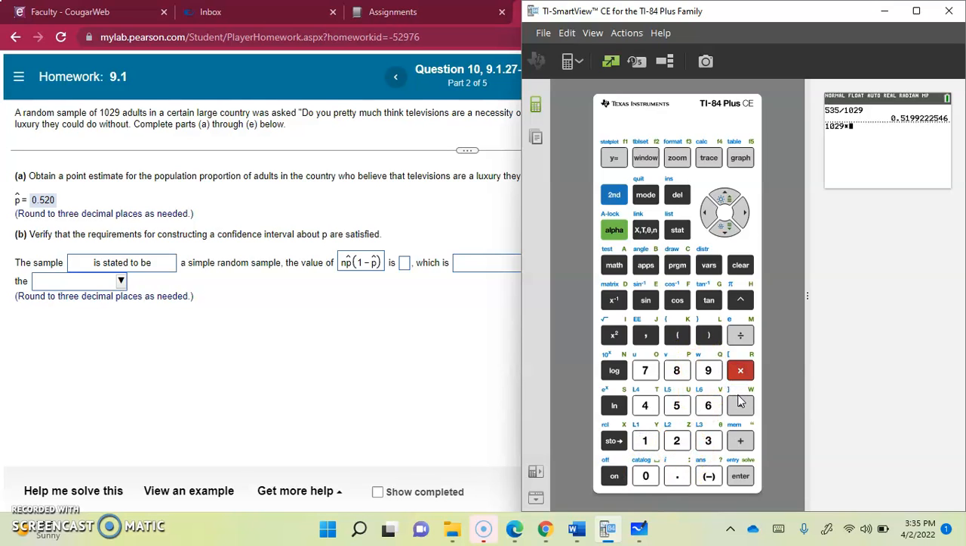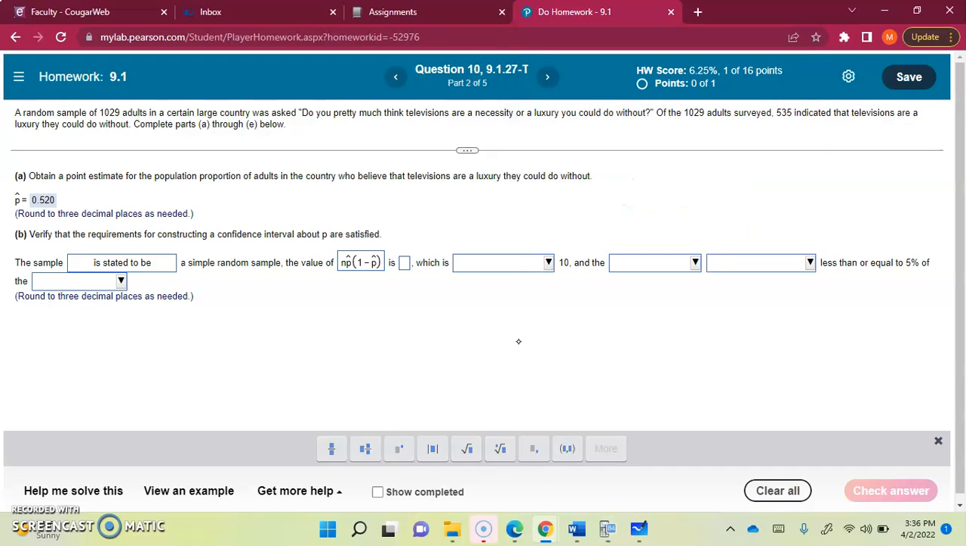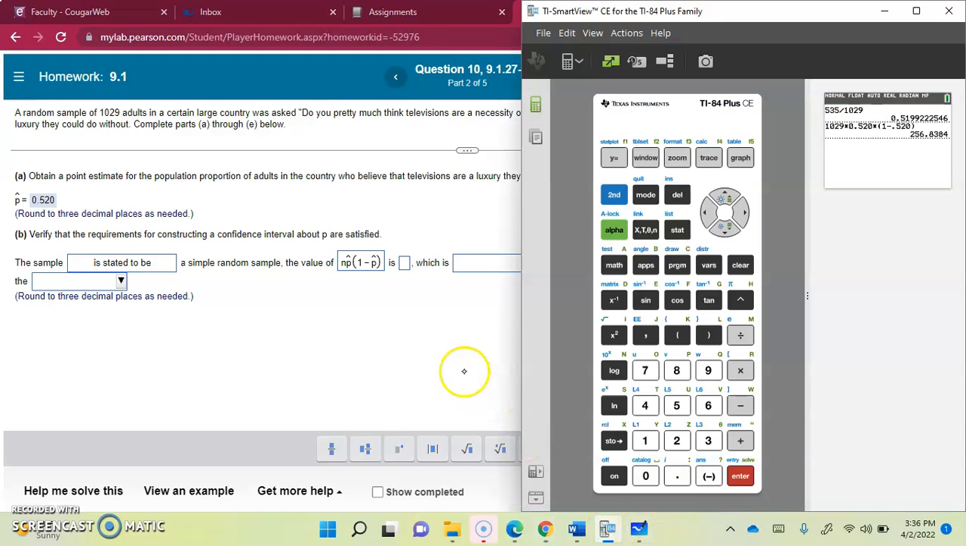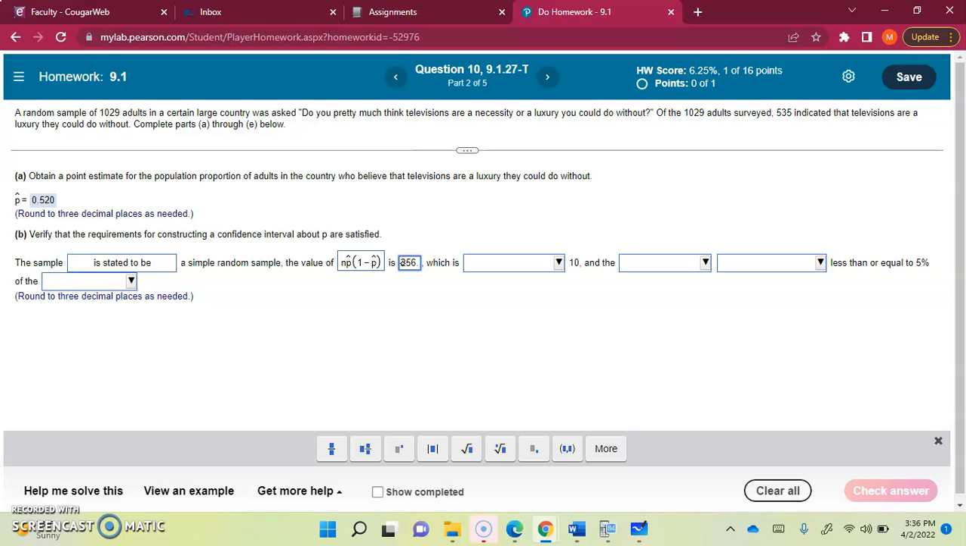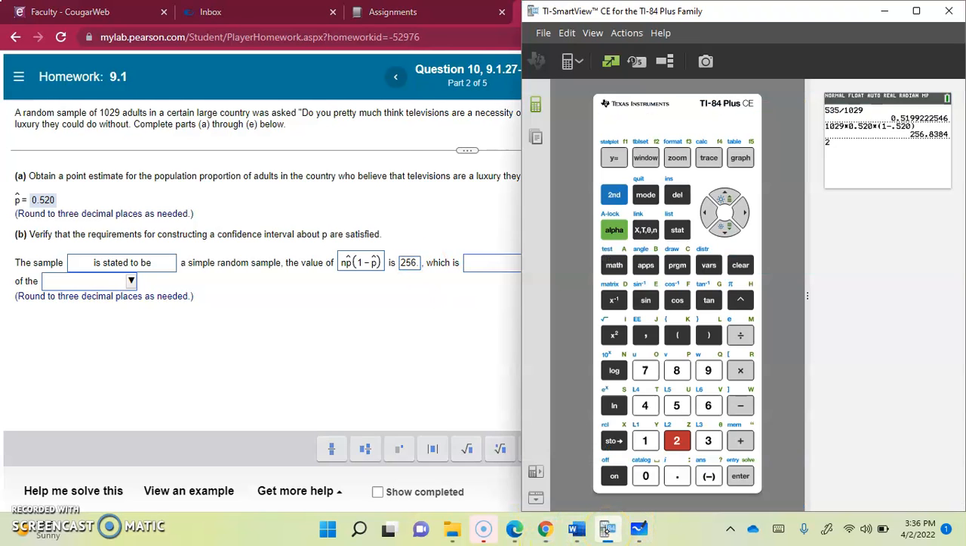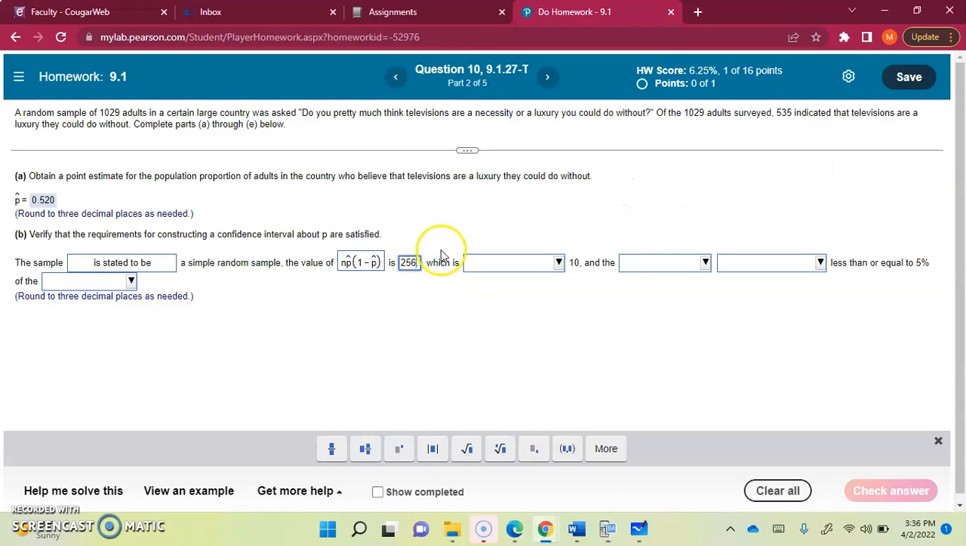So that is N times the sample proportion we calculated, 0.520, times 1 minus 0.520. That is the thing we need to check. This comes to be 256.838. Again, they said round it to 3 digits, so I'm going to write it as 256.838, which is clearly greater than or equal to 10.